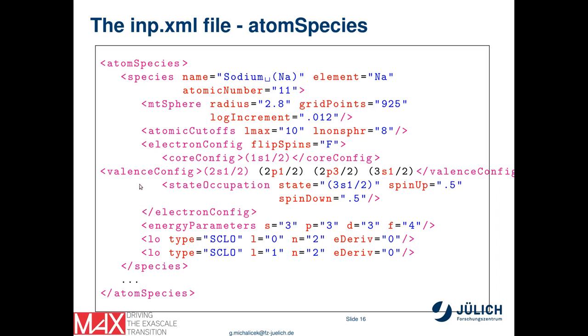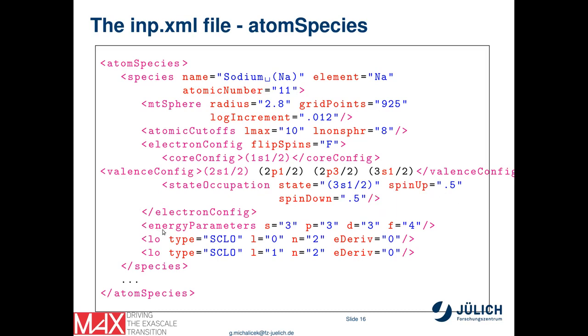And then you have to set the electron configuration, and there you have to define which states are treated as core electron states. So in this case this is a 1s state, and which states are treated as valence electrons, and in this case this is a 2s, 2p1/2, 2p3/2, and 3s. And for each state that is not fully occupied, you also have to define how the occupation looks like. So the 3s 1/2 state features 1/2 spin up electron and 1/2 spin down electron in this case.